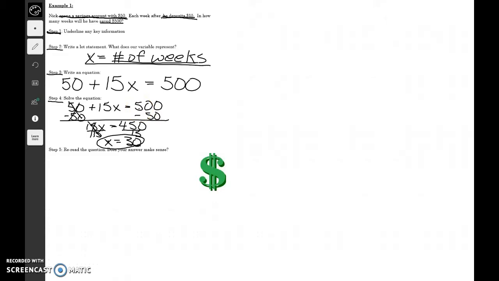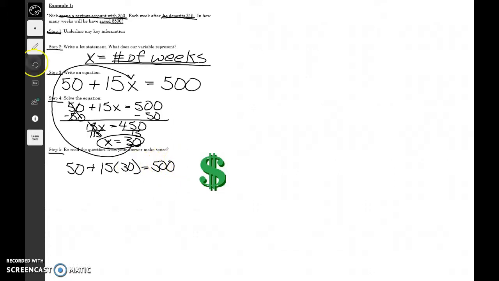Now it says in step 5, reread the question and ask, does your answer make sense? So when we look at the question again, it says that Nick opens a savings account with $50. After each week, he deposits $15. So how many weeks will it take for him to save $500? It makes sense for us to plug in 30 here and see what our answer comes out to be. So I'm going to take this 30 and plug it back into this x to make sure it makes sense. So I have 50 plus 15x, which is 30, equals 500.